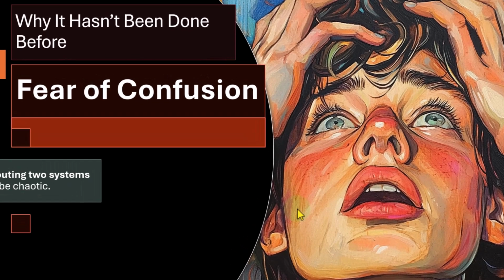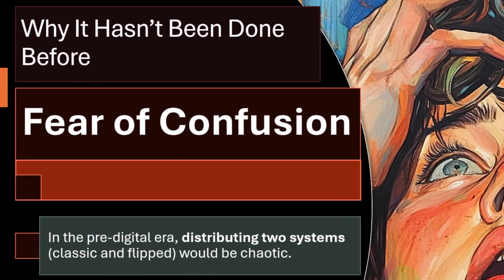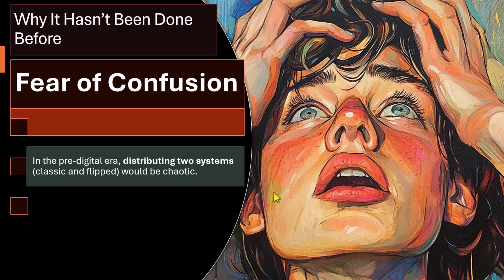So why hasn't it been done? So fear of confusion. In the pre-digital era, distributing two systems, classic and flipped, would be chaotic. So if you have a textbook saying, well, this is the way it's been done before, and now this is a system that I think will be easier for you to learn, that's going to be a problem, because now you have to have two textbooks.